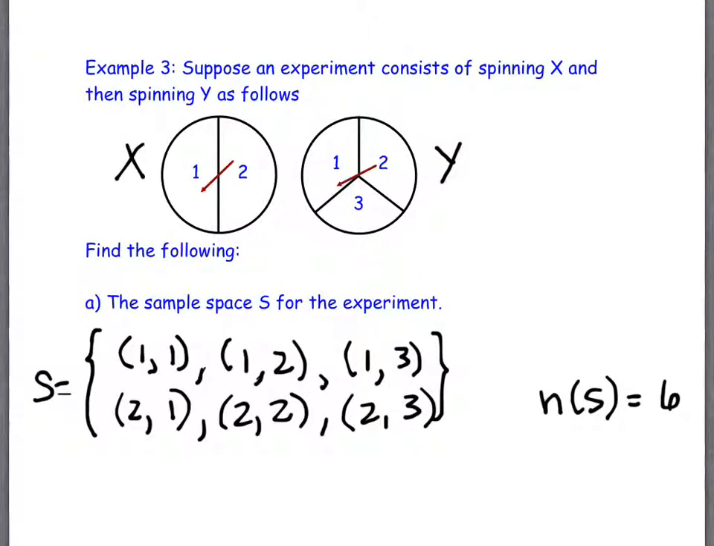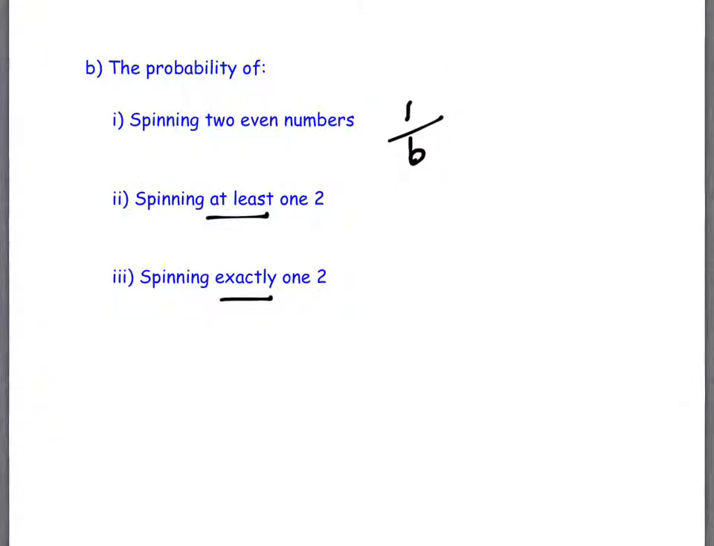At least 1, 2. What did you get? Somebody said it. 4 out of 6. So I include the 1, 2, I include the 2, 1, I include 2, 2, and I include 2, 3, because each of those have at least 1, 2 in them. So this is a 4 out of 6, which reduces to what?